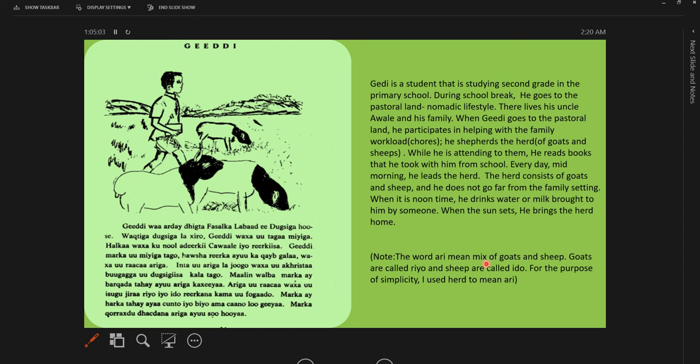Note, the word ari means a mix of goats and sheep. Goats are called rio and sheep are called ido. For the purpose of simplicity, I used the word herd to mean ari. Some places in Somalia they say adi, and other places they say ari.